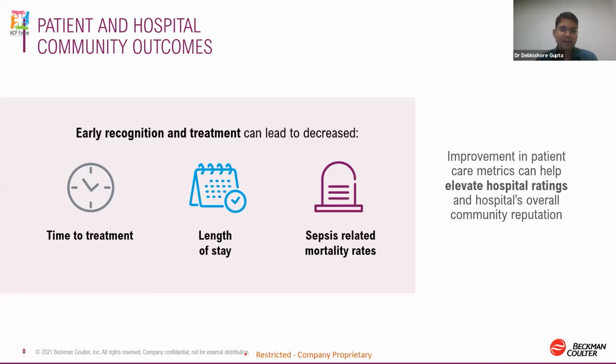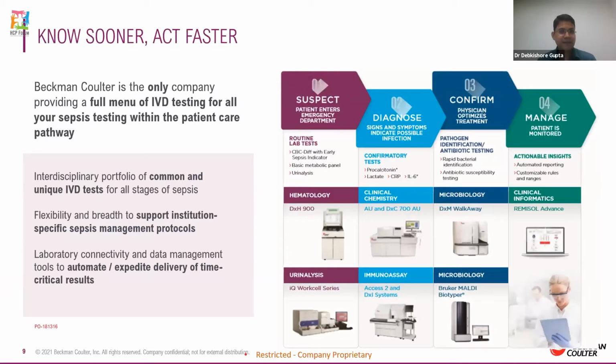And early recognition and treatment can lead to decreased time to treatment, which is definitely essential to target your antibiotics and other management. It reduces the overall length of stay and sepsis-related mortality and morbidity as well. Improvement in patient care metrics can help elevate hospital ratings, which is an important step in developing countries as well, and improves hospitals' overall community reputation. So the bottom line is you have to move sooner and act faster.